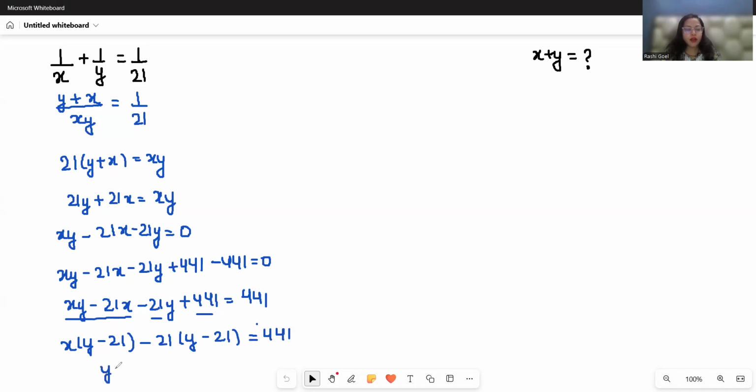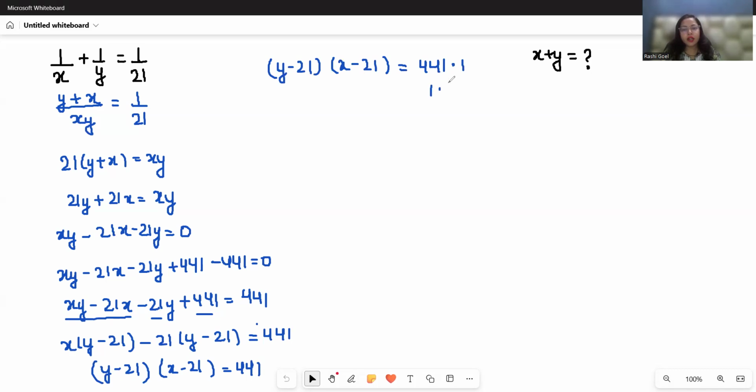So now I can take y minus 21 as common. So x minus 21 equals 441. Now (y minus 21) times (x minus 21) equals 441. We can write it as 441 times 1, 1 times 441, and 21 times 21. That means we have three possible cases.